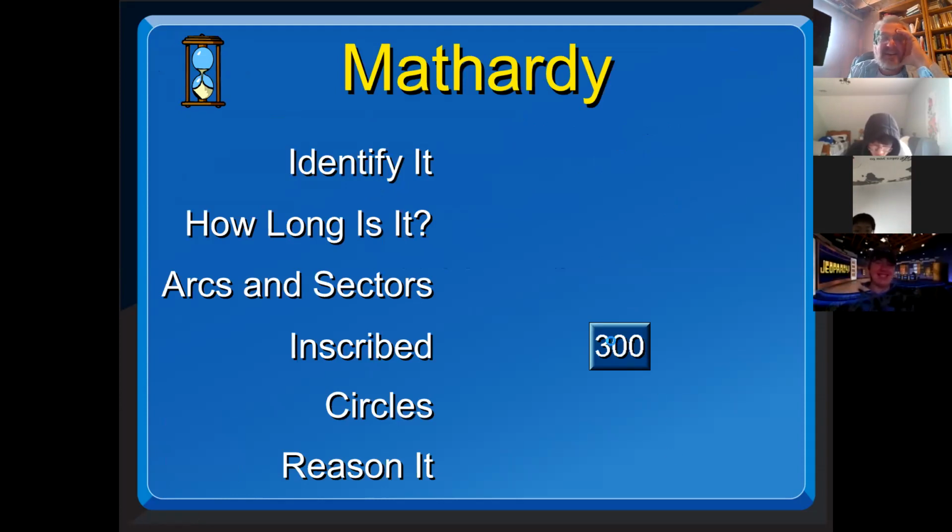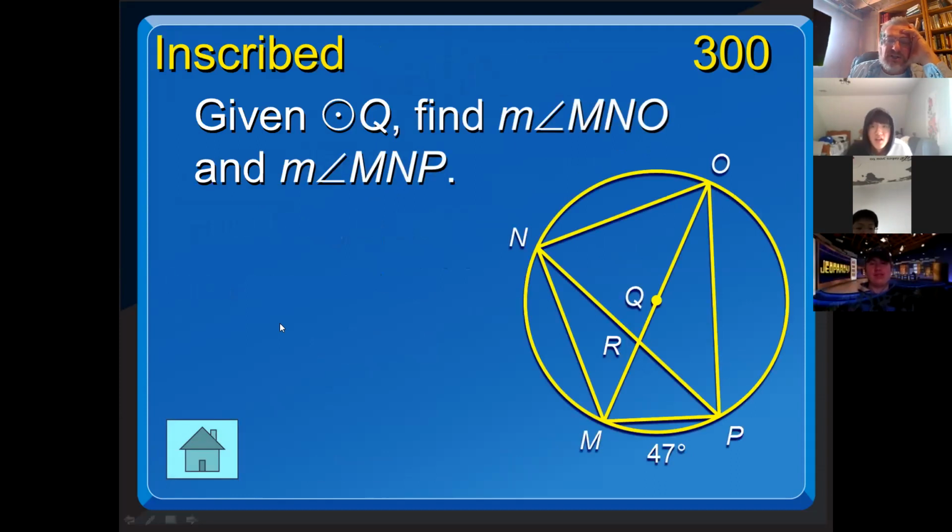Inscribed 300. Given circle Q, find the measure of angle MNO and the measure of angle MNP. Oh, so we did that question without doing those previous questions. That's why it took such a long time. This one's pretty easy. Twenty seconds. This is easy.